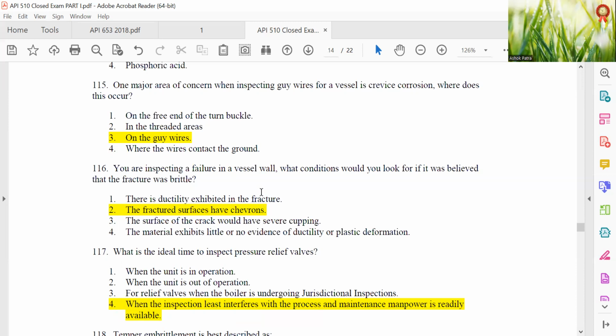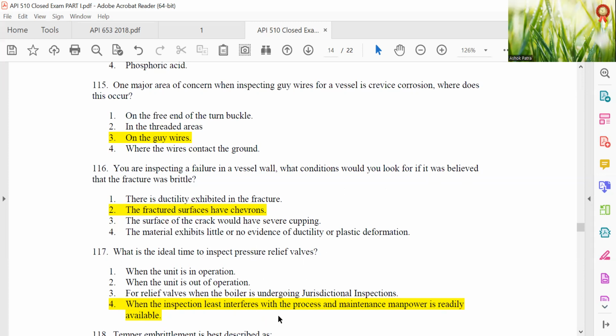You are inspecting a failure in a vessel wall. What condition would you look for if it was believed that the fracture was brittle? The fractured surface will have chevrons.